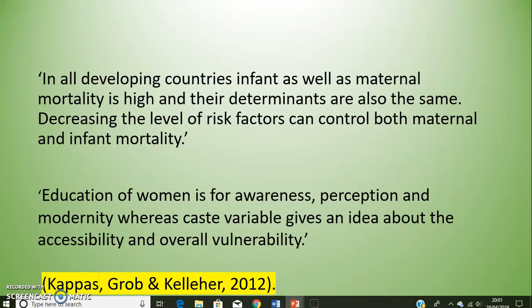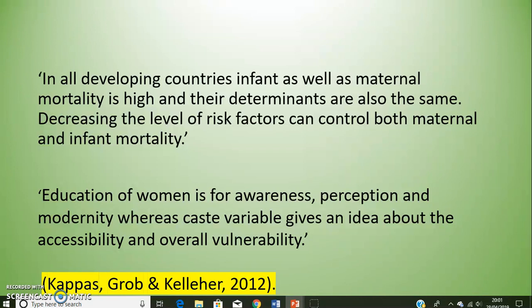In a study of global health in 2012, Kapas, Grabe and Keller found that in all developing countries, infant as well as maternal mortality was high, and their determinants were also the same. Decreasing the level of risk factors can control both maternal and infant mortality.